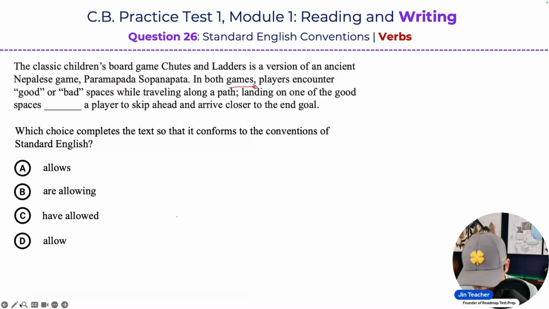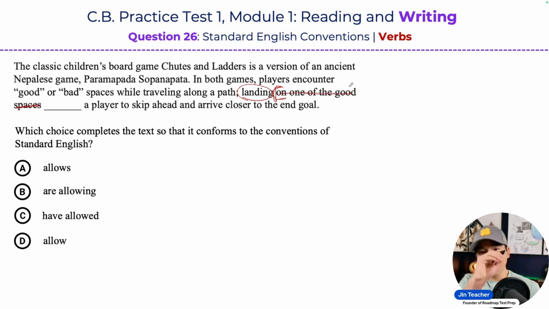Okay, so it kind of looks like this. When I say, okay, landing on, landing is my simple subject. As soon as I see the word on, in my mind I think, okay, this is a prepositional phrase. So where does this prepositional phrase end? This is what you're just reading for, and everyone can do this as long as you just read for it. So tell me, guys, where does this prepositional phrase end? Just read it: on one of the good spaces. It ends right over here.